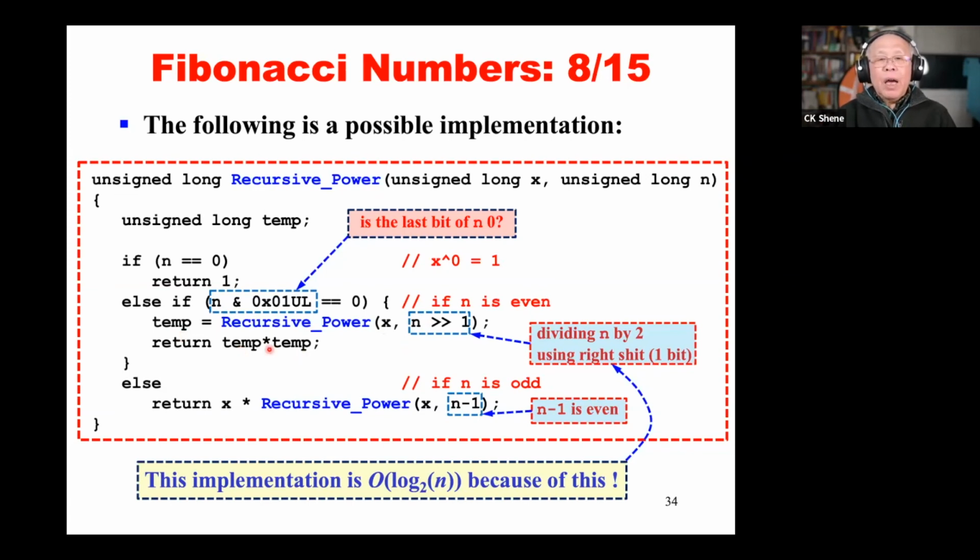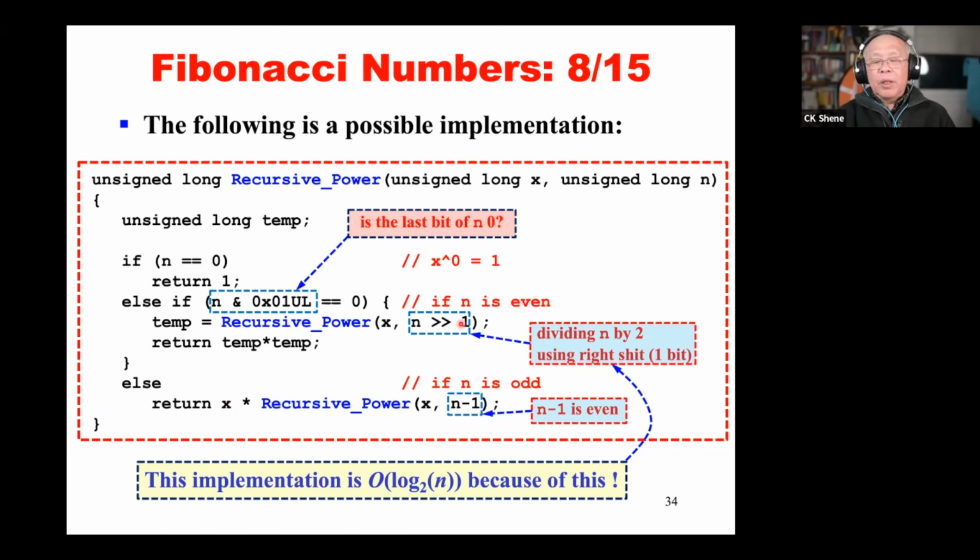Now, if the value is 1, we know we could compute n minus 1 as a power, which is even. We pass n minus 1 as an argument to recursive power. So this one, we cut the multiplication by half. The result is multiplied by x. Therefore, even though we use recursion, this is still much faster if n is very large.